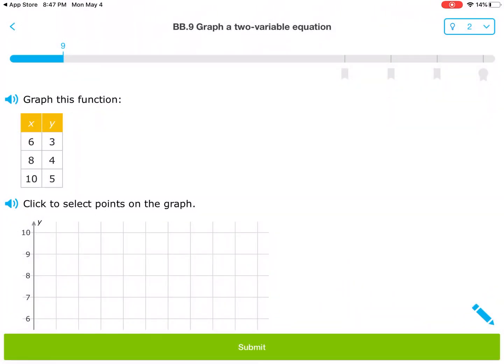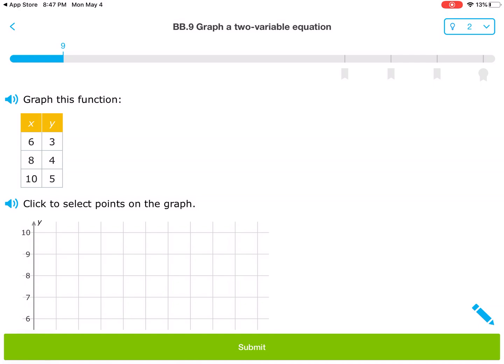Happy Thursday. Just to reiterate from what has been posted on Schoology, today you are responsible for 2 IXL strands, BB9 and BB10, both of which you need to get at least an 80 SMART score. Remember, you can go above that if you want to challenge yourself. So all we're doing today is graphing points from a table or an equation onto a coordinate plane.